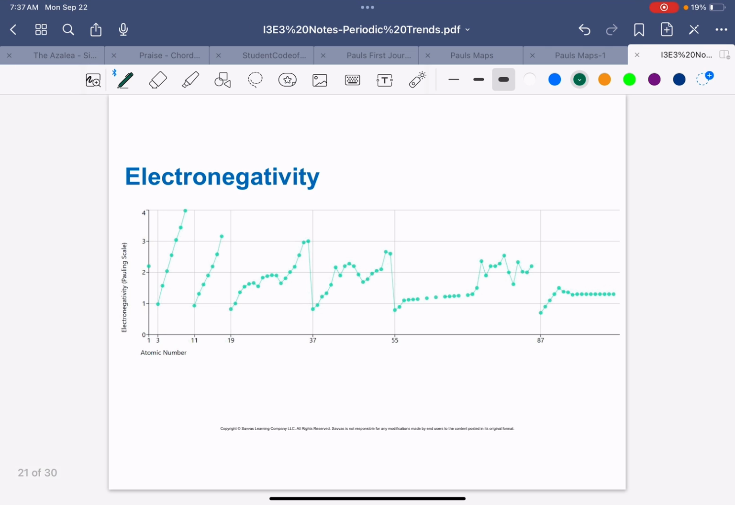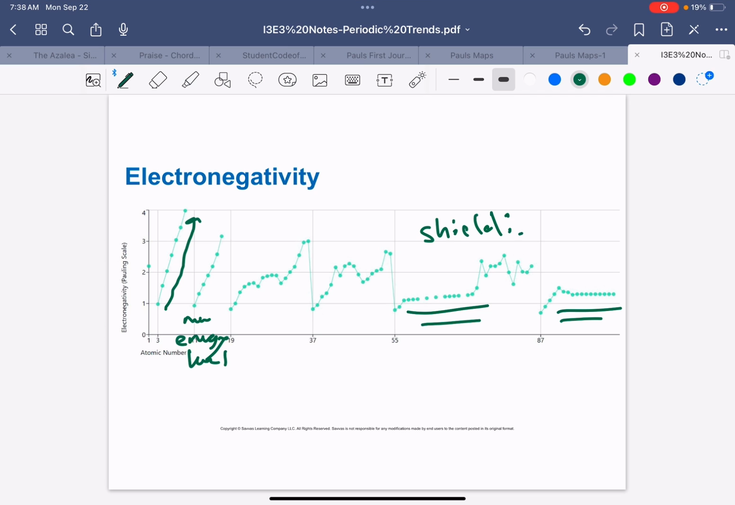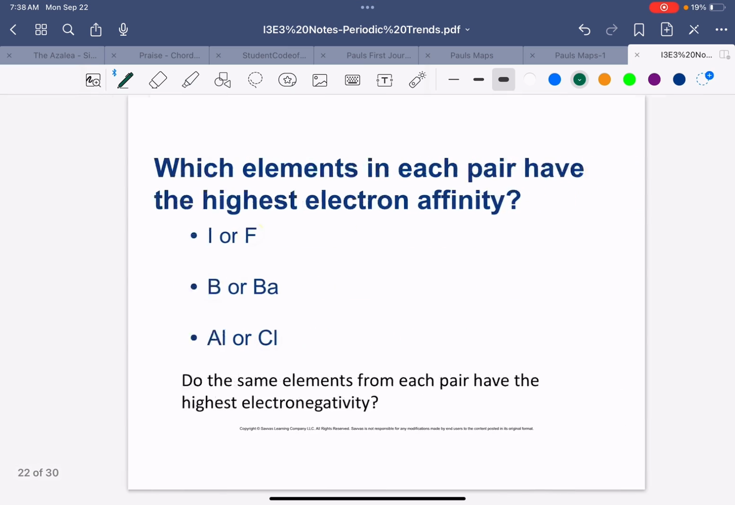If we graph all the elements, we'll notice a similar pattern. We will increase electronegativity until we get to a new energy level. And then once we get into the F block, you'll see that things kind of level out. This is because there's so much shielding happening in the core electrons.